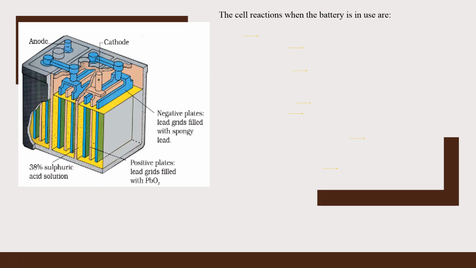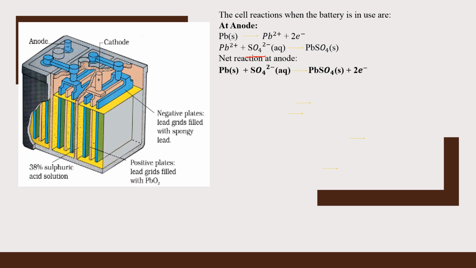The cell reactions when the battery is in use are: at the anode, lead is present as the anode, so lead gets oxidized to Pb2+ ion, and this Pb2+ ion further reacts with sulfuric acid, which acts as an electrolyte in the lead storage cell. So Pb2+ combines with SO4 2- and forms PbSO4. So the net reaction at the anode is Pb plus SO4 2- gives PbSO4 plus 2 electrons, with loss of 2 electrons.